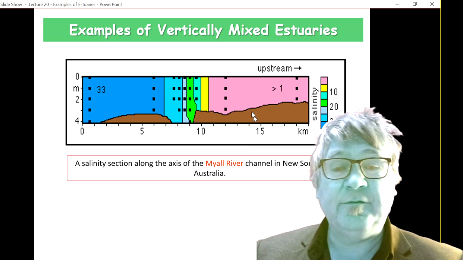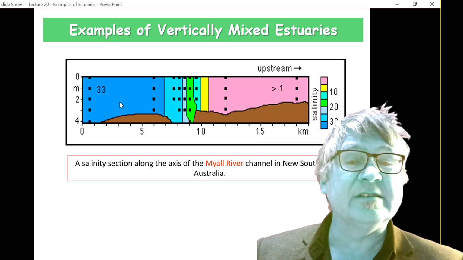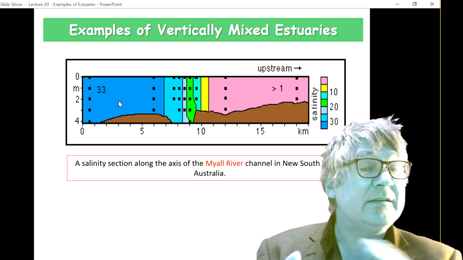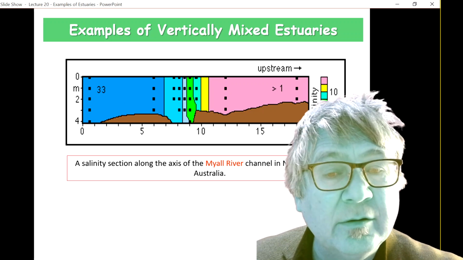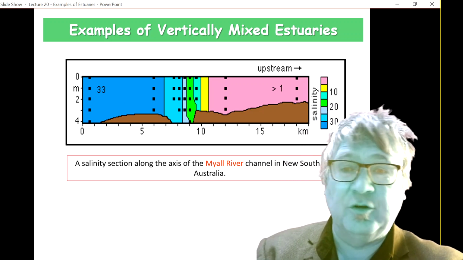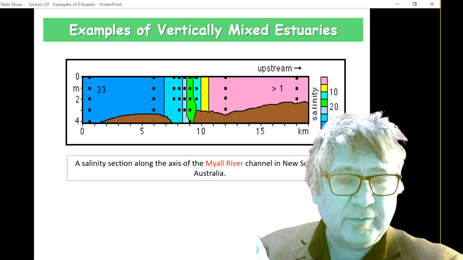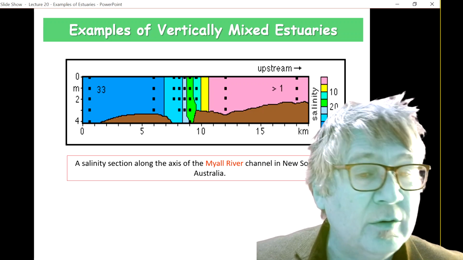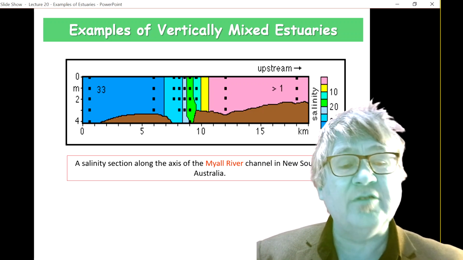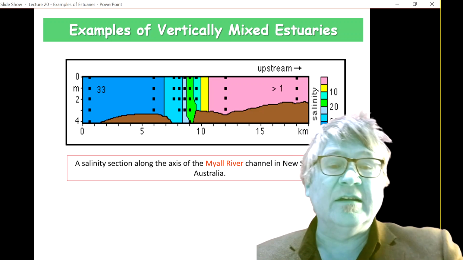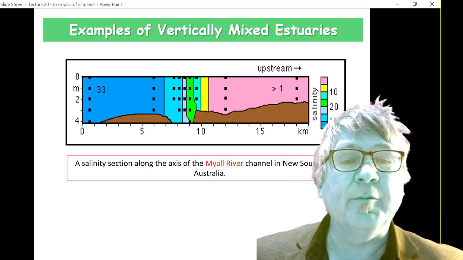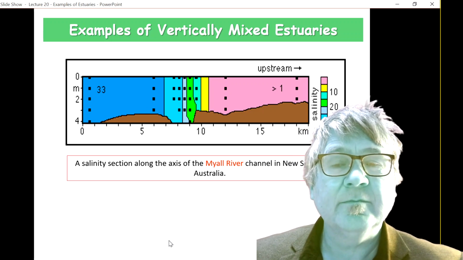You just walk a few kilometers, you end up on the other side. The other side is the marine, your ocean. It's very salty water. And the transition zone is only 3 kilometers across, and there are no 2 layers. It's vertically mixed. This is what we call a vertically mixed estuary.